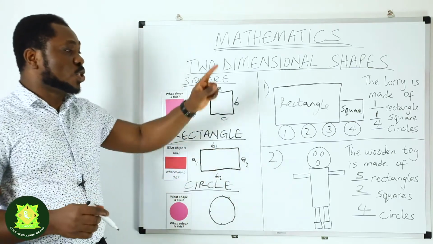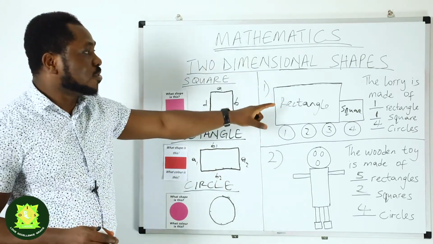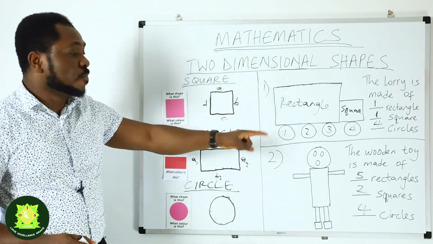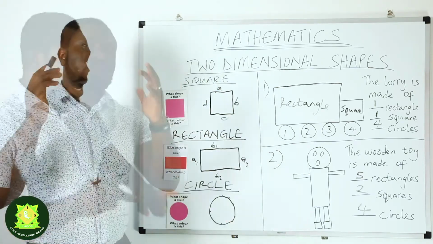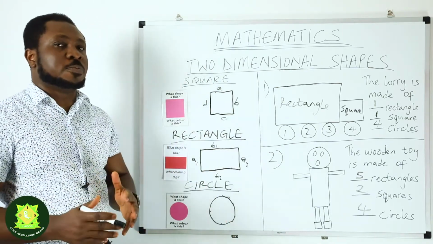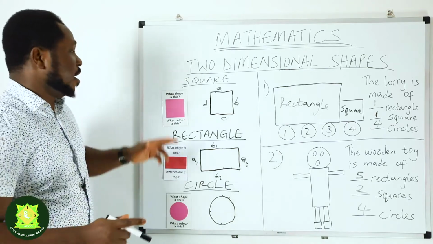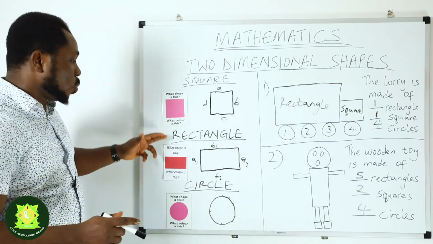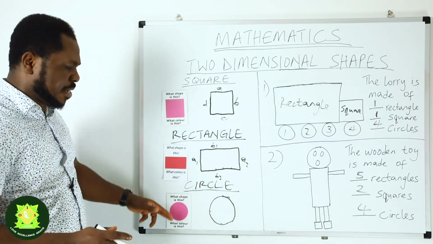So we've been able to sort out the 2-dimensional shapes in our lorry and in our wooden toy. So that is it about 2-dimensional shapes. I hope you can now identify a square. You can also identify a rectangle and a circle.